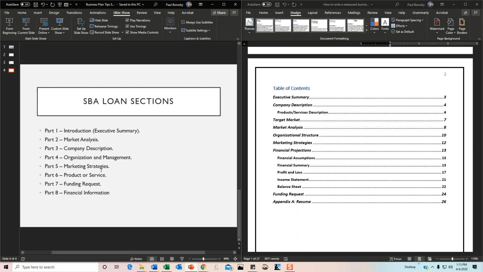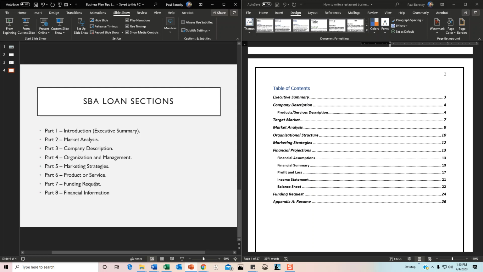Then we've got our marketing strategies. I put my marketing strategies right under the organizational structure. Then the products and services. Well, you know what? I don't think products and services should be talked about in part 6. That's kind of crazy in my opinion. I put that inside my company description section.